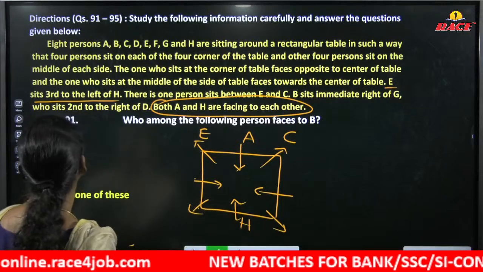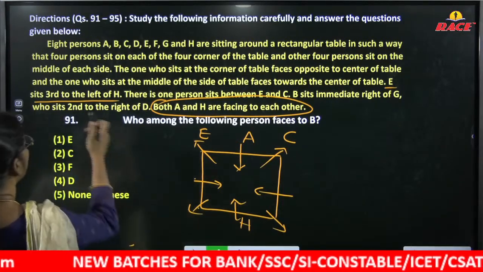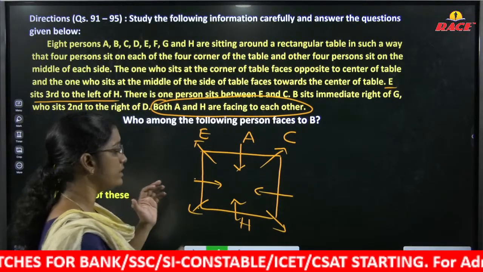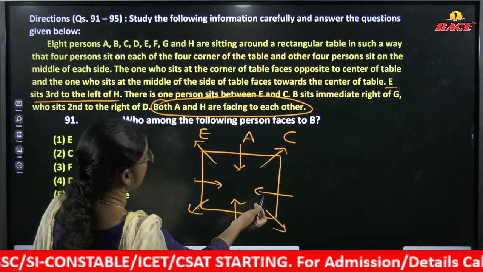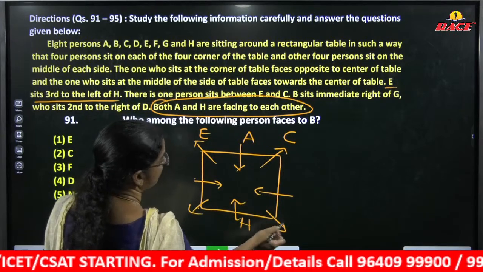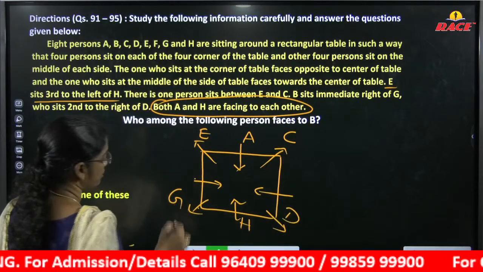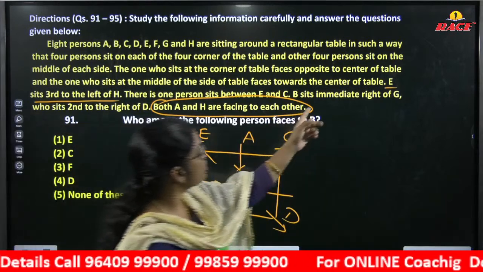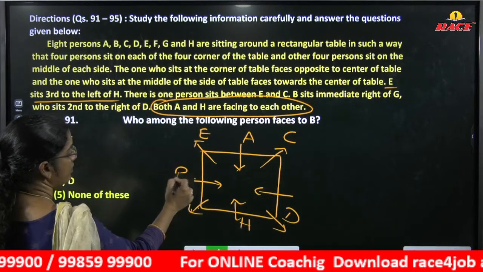Then B sits immediate right of G, and G sits second to the right of D. If you take D here, there is no chance to place G. If you take D here, yes, second to the right is available. So here I am taking D, and here I am taking G. G sits second to the right of D. Then we have one more piece of information: B sits immediate right of G. So the immediate right of G is B, and here I am taking B.